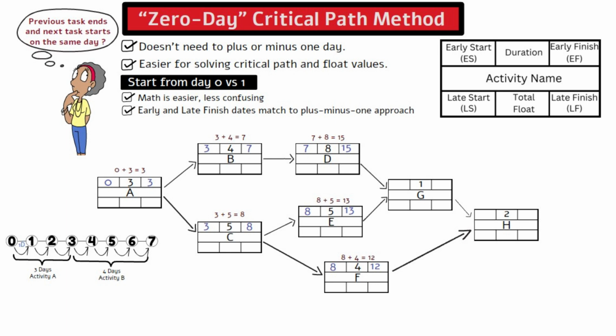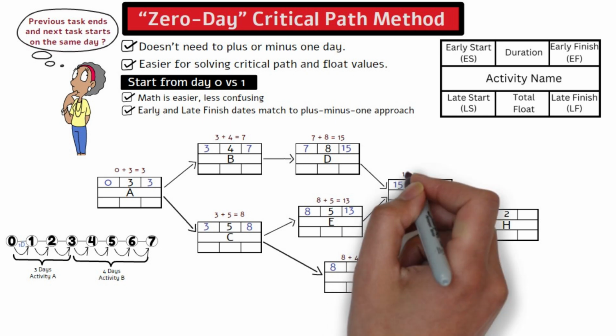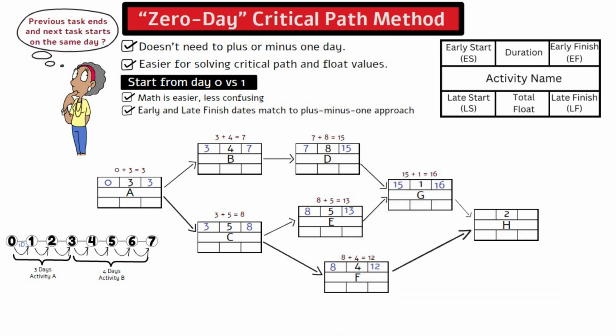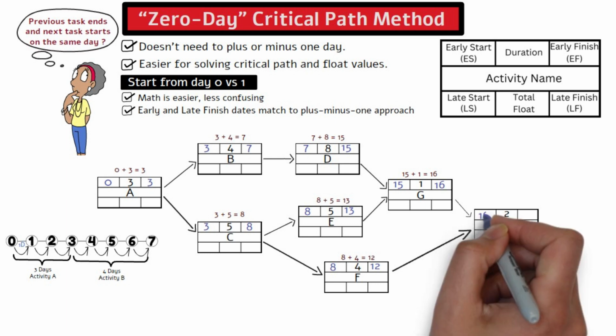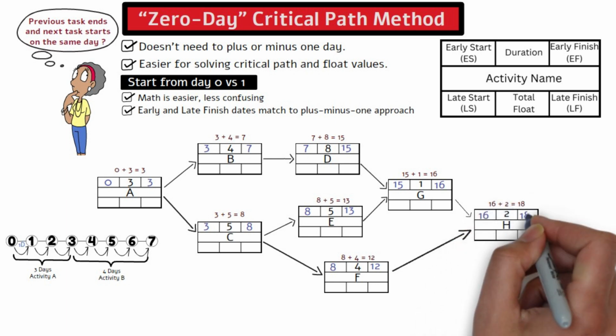Activity G needs to take the higher early finish from activity D, so it is 15 plus 1 equals 16. Activity H needs to take the higher early finish from activity G, so it is 16 plus 2 equals 18.